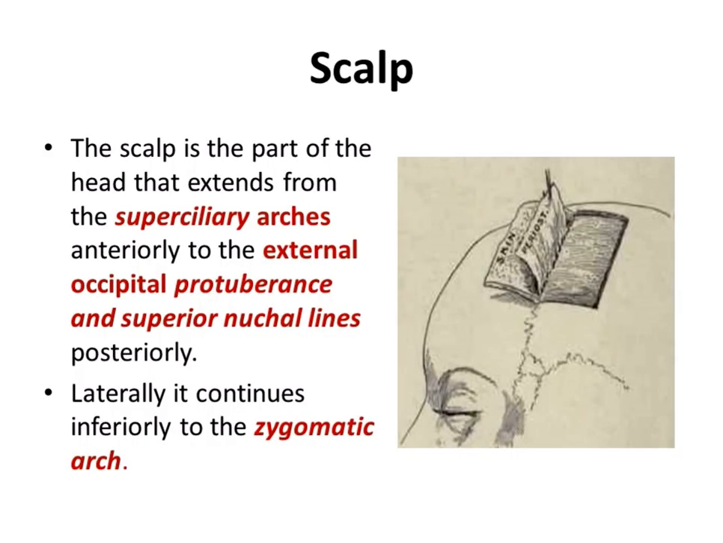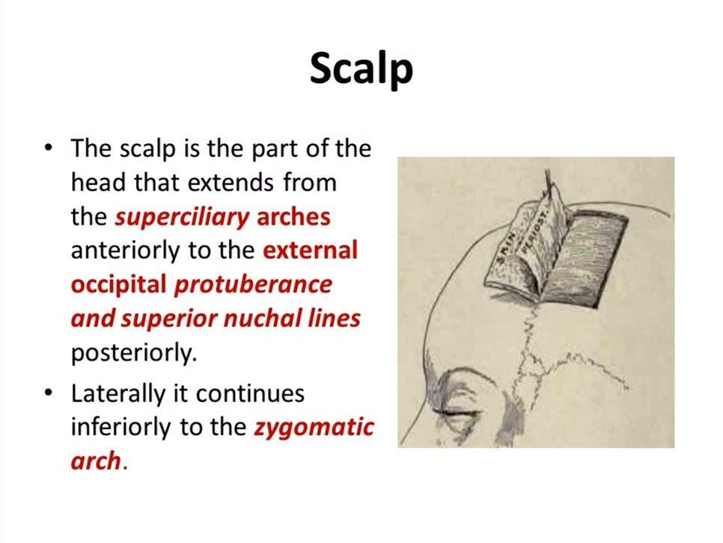We are going to discuss here the scalp. The scalp is the part of the head that extends from the superciliary arches anteriorly to the external occipital protuberance and superior nuchal line posteriorly. So it extends anteriorly from the superciliary arches to the external occipital protuberance and the superior nuchal line posteriorly.